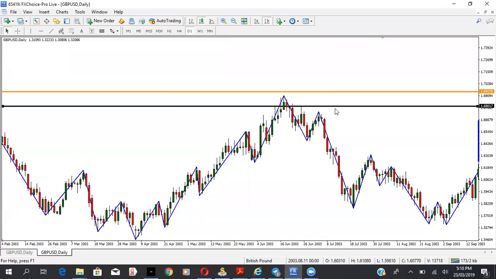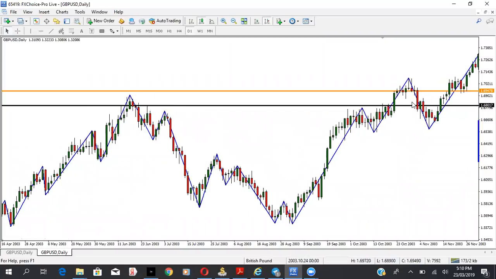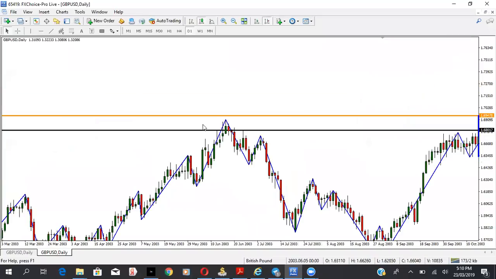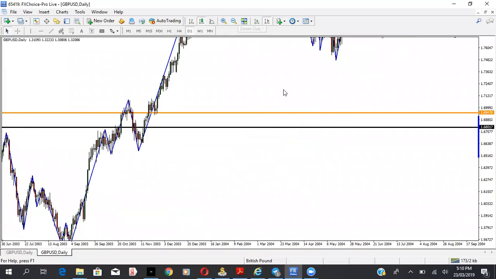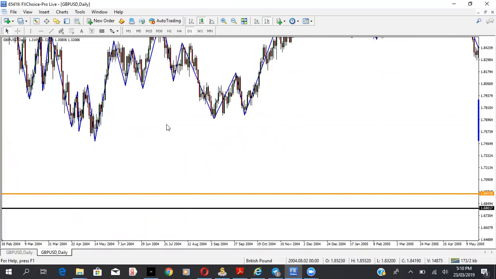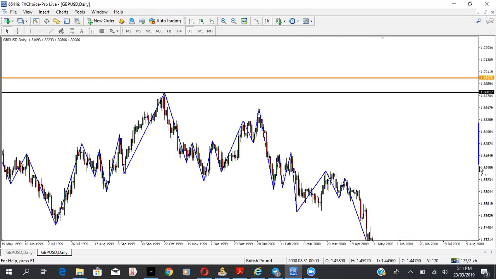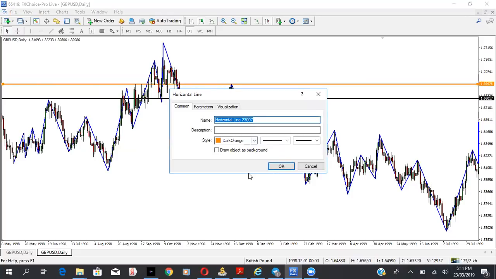If you look at it into the future, we can see again, it wasn't fully rejected here, wasn't fully respected here. So we can say that it was a level of resistance here. So let's see if we can find another. I don't have my levels prepared. I just move my levels on the go. So let's go back again to the beginning of our chart. This level is a level of resistance. Let me paint it red.